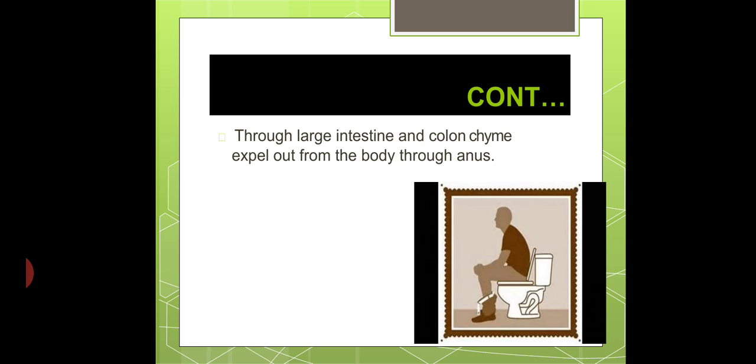Through the large intestine and colon, chyme is expelled out of the body through the anus. That is defecation, the complete process of defecation. Whatever food material or digested waste is in the digestive tract is expelled through the anus. The GI tract starts from the mouth and ends at the anus.